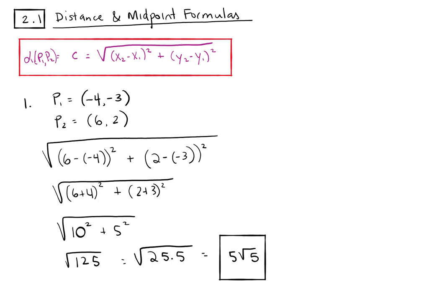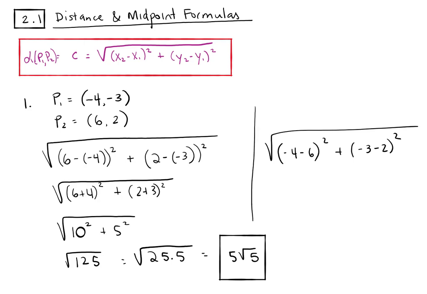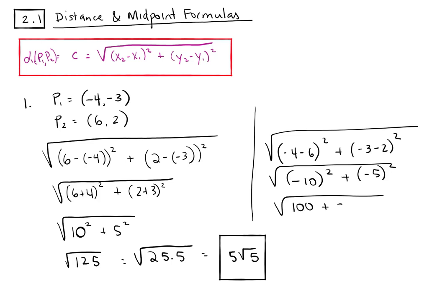Now, I want to point out, if I do it the other way around, I would get negative 4 minus 6 squared plus negative 3 minus 2 squared. And if I did this, I would get negative 10 squared plus negative 5 squared. And then I would still get 100 plus 25, which would still be the square root of 125, and it would still give me that answer. So once again, it doesn't matter which order you do it, because you'll still get the same positive answer.